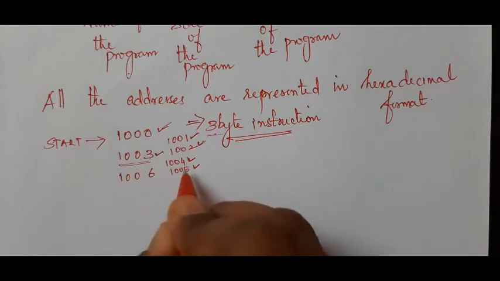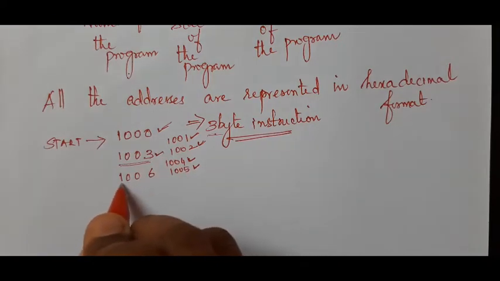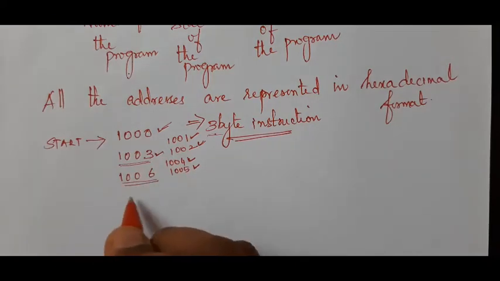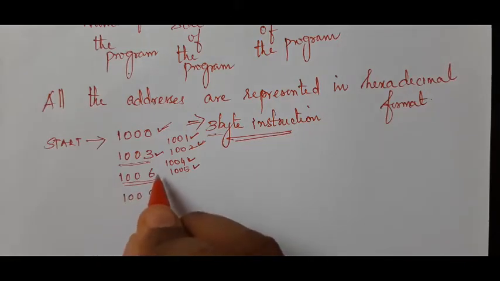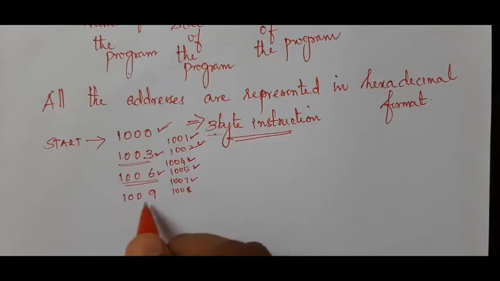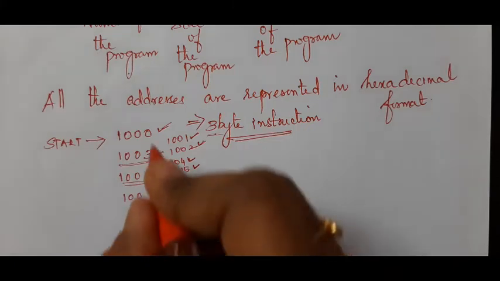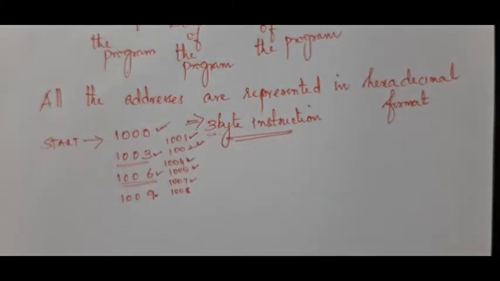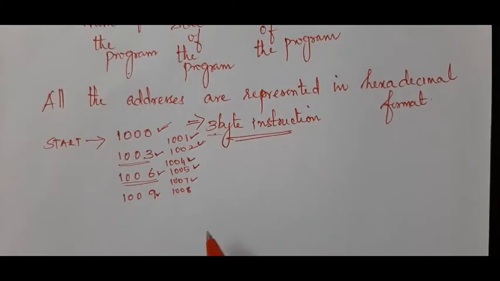So it stores in 3 memory spaces, and the third instruction starts at 1006, and the next instruction starts at 1009. So 1006, 1007, 1008, which is 1, 2, 3, and the next instruction starts at 1009. So it moves on till the end of the program.